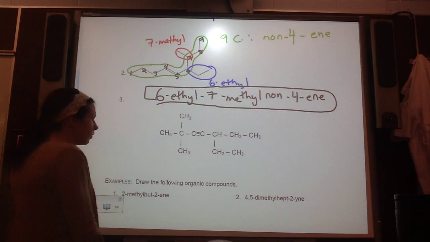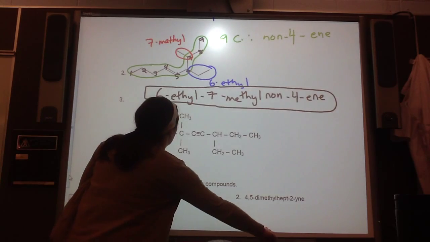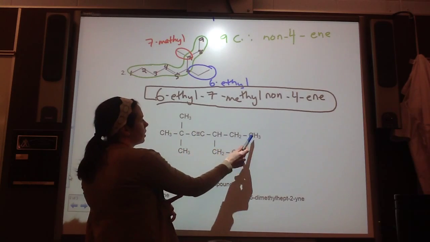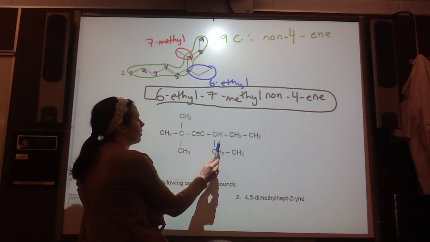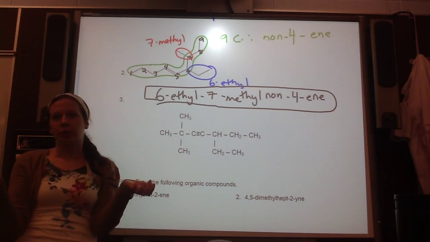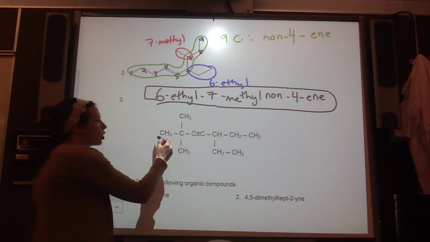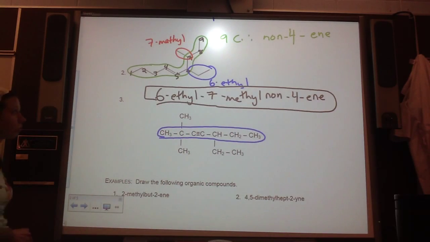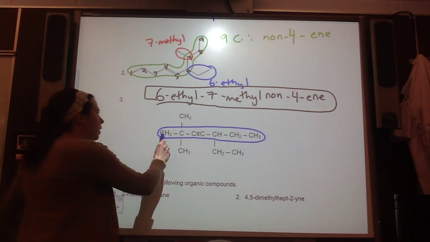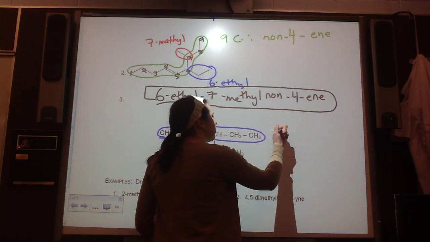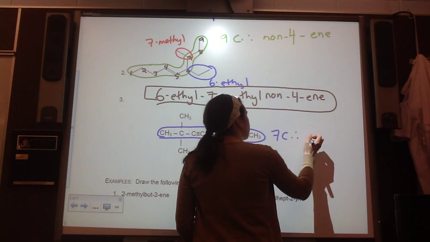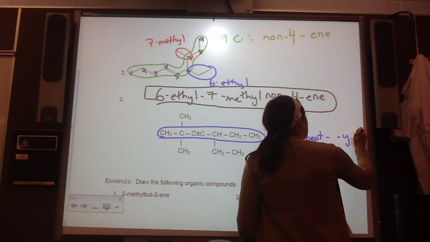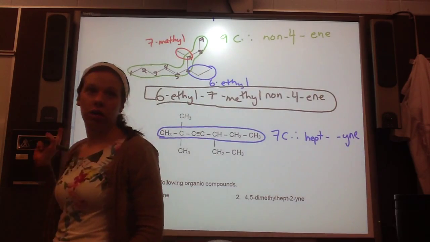Okay, again, count, see what we got here. Say I start from this side, 1, 2, 3, 4, 5, 6, 7, or from the other side, 1, 2, 3, 4, 5, 6, 7. It's a tie, it doesn't matter which one you pick. I'm going to pick just going straight across, because then it's easier to visualize everything. So that's 7 carbons. Therefore it needs to be hept-something-yne, because there's a triple bond there.